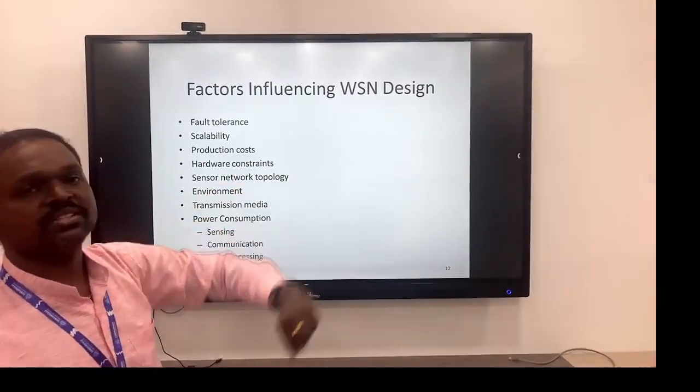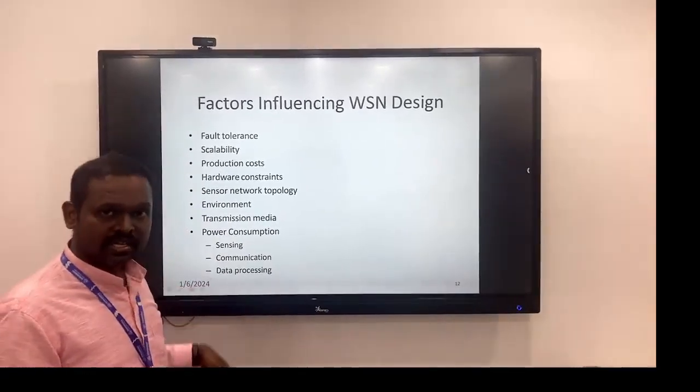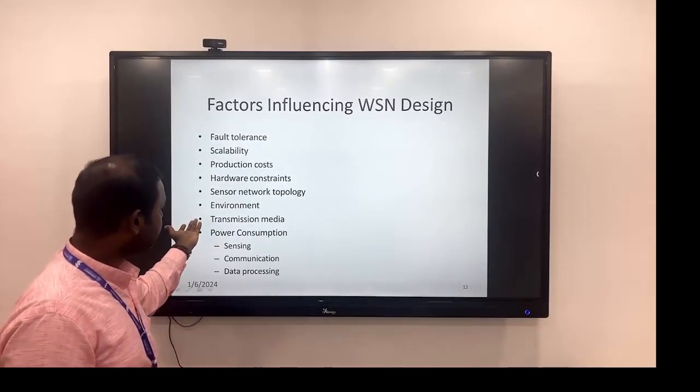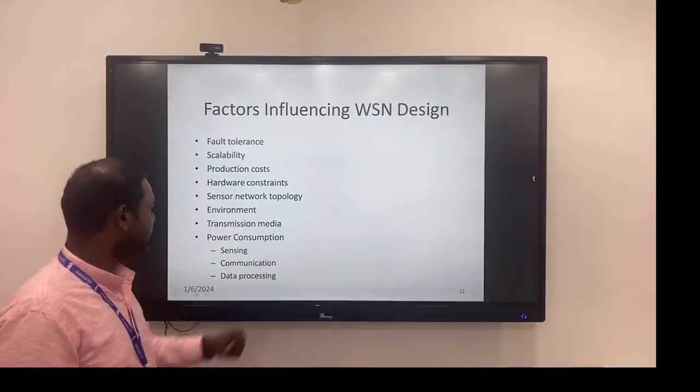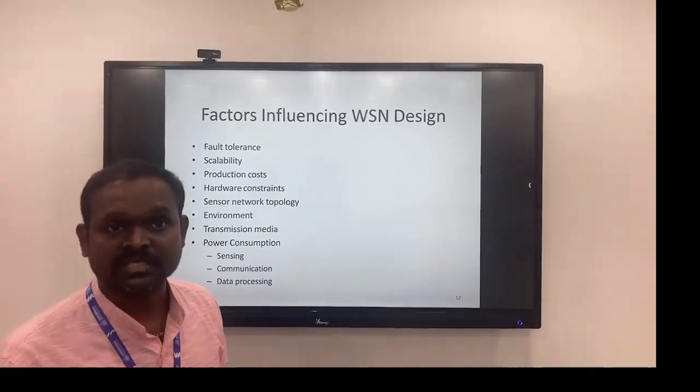The factors influencing wireless sensor network design are these: the fault tolerance, the scalability, the production cost, hardware constraints, environment, and transmission media. Power consumption also plays an influencing factor in WSN design.